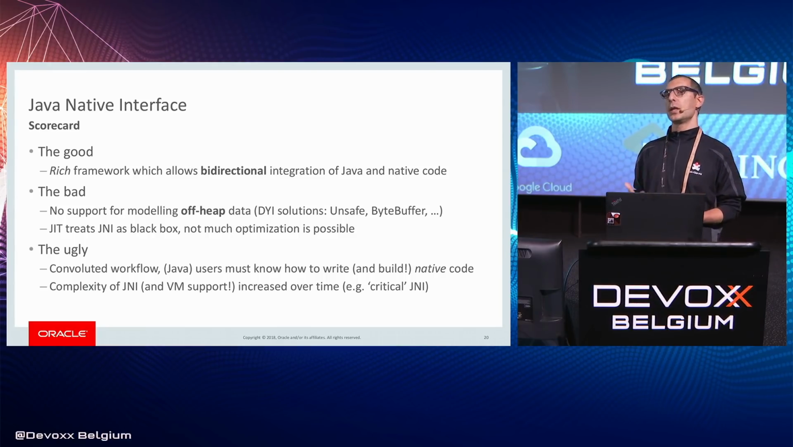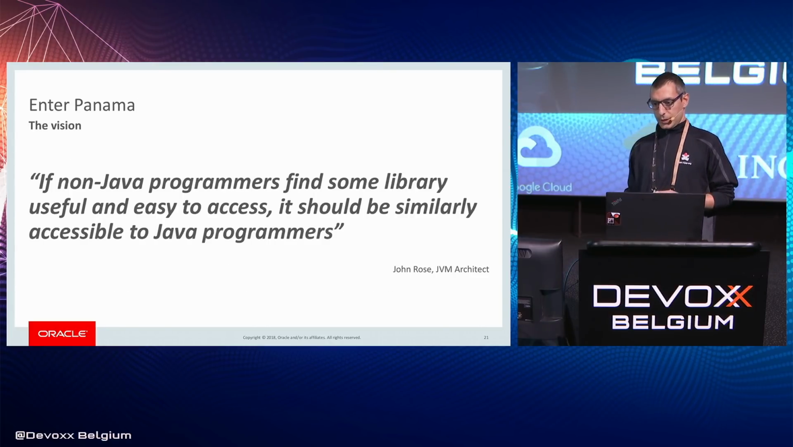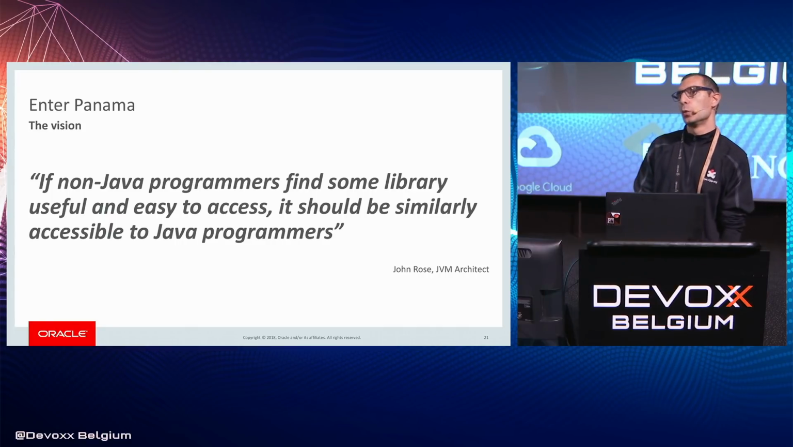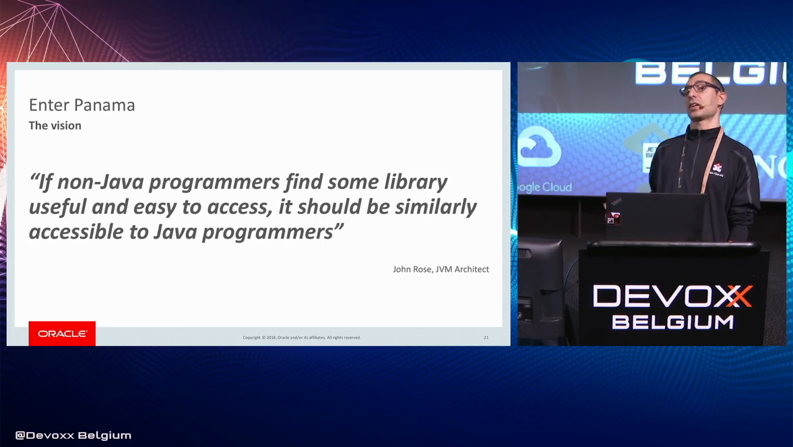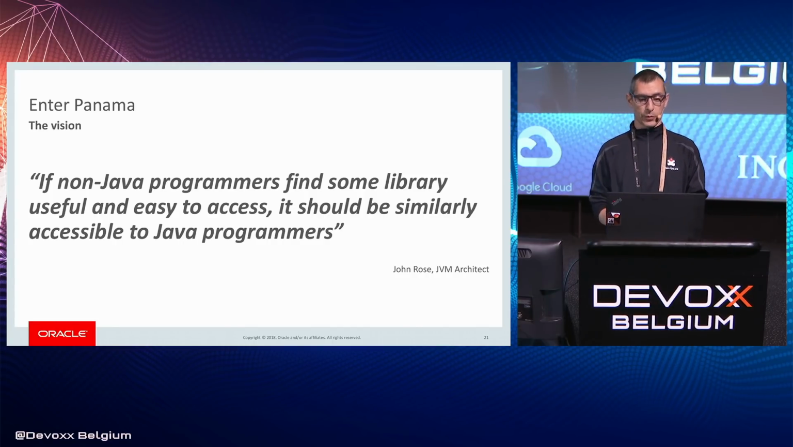So we want a new way to interact with native code, and this new way, we think, is Panama. The goal of Panama is really to allow Java developers to use native libraries that are available and easily accessible in other languages. So if there is a library out there that people find useful, it should be easily accessible from Java.